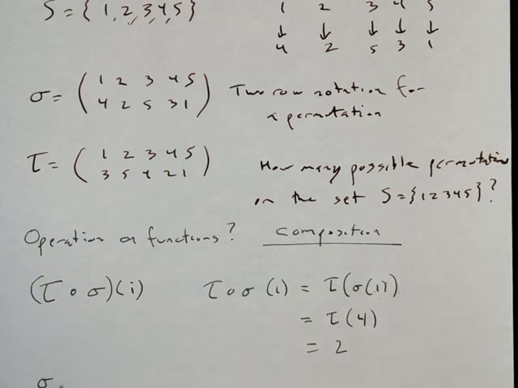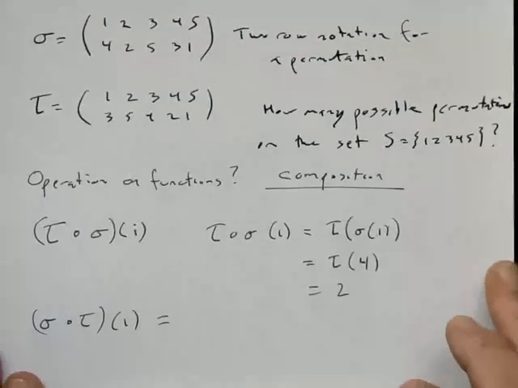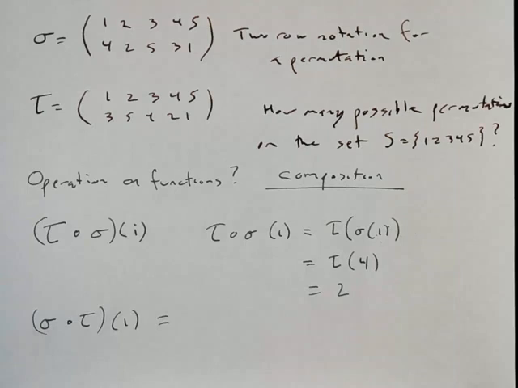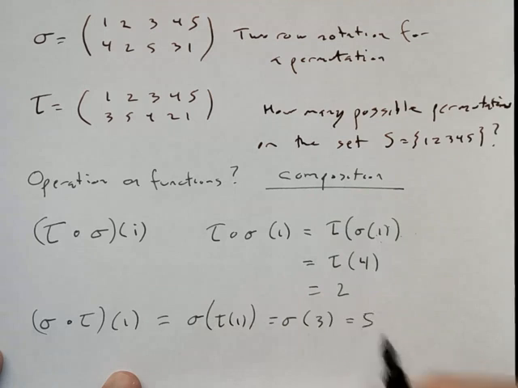But if I do sigma of tau of 1, what do I get? Aha. This operation, composition of functions, is not commutative.